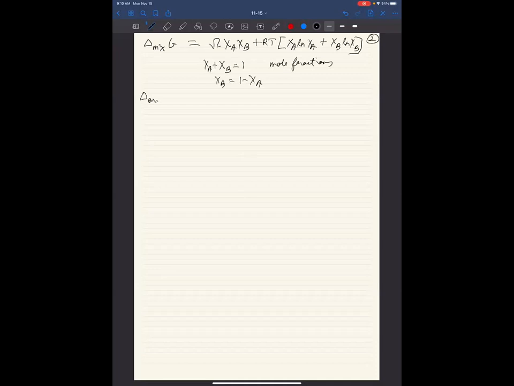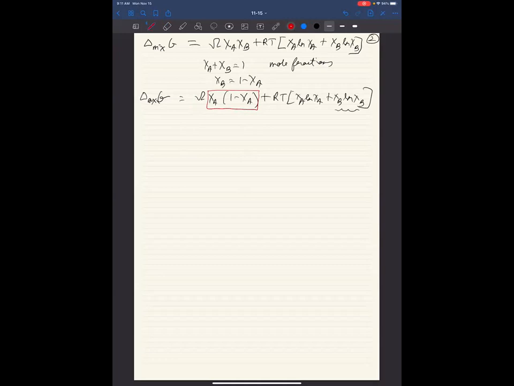Therefore, delta mixing G can be written as omega XA (1 minus XA) plus RT XA ln XA. And here I'm going to keep the XB ln XB. We have already plotted it in the past. So you can substitute XA. If you did the practice problem, you probably did that. You did substitute 1 minus XA even in this term over here. But let's look at this one. Specifically, let's look at this one. Let's ignore the omega. Omega can be positive, omega can be negative. Let's just look at this term and try to plot it.